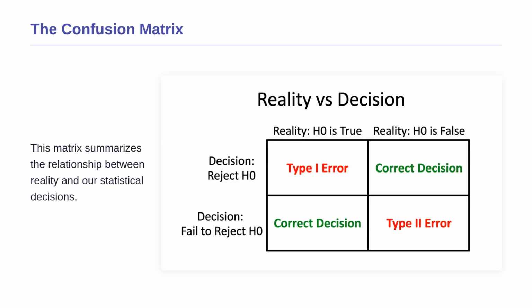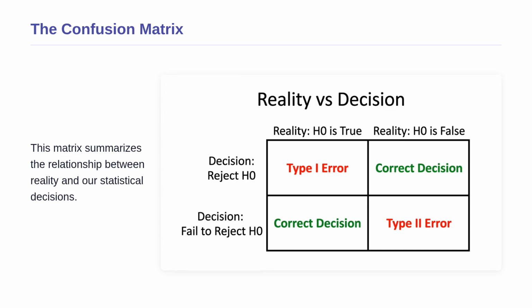To consolidate everything we have learned, let us look at this decision matrix, often called a confusion matrix. Describe what you see. The columns represent the actual hidden reality of biology, whether the null hypothesis is true or false. The rows represent the decision our statistical test makes.